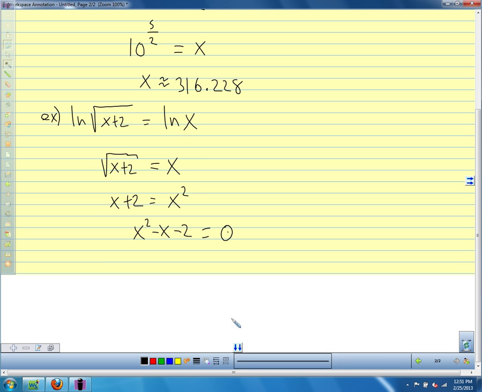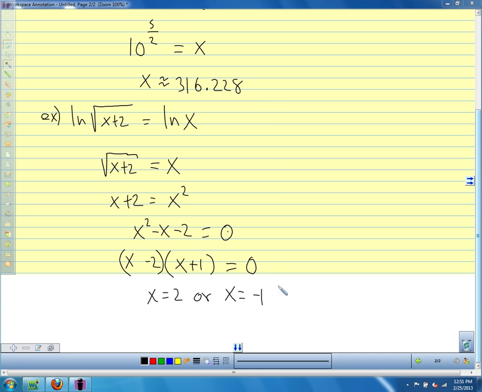Why don't we put the x squared minus x minus 2. So when I'm solving a quadratic, I want to get everything on one side of the equation and a 0 on the other. Now I'm going to factor. How does this factor? x minus 2, x plus 1 equals 0. So this tells me x equals 2 or x equals negative 1.